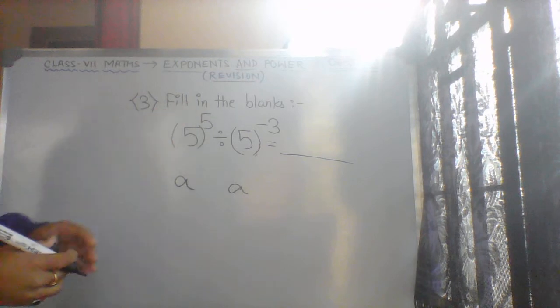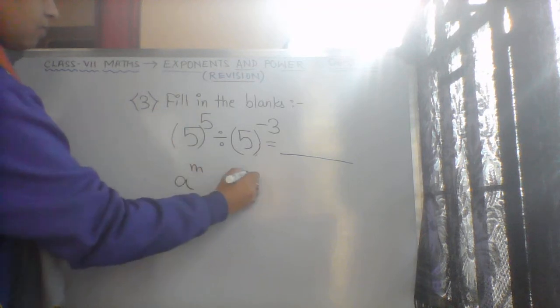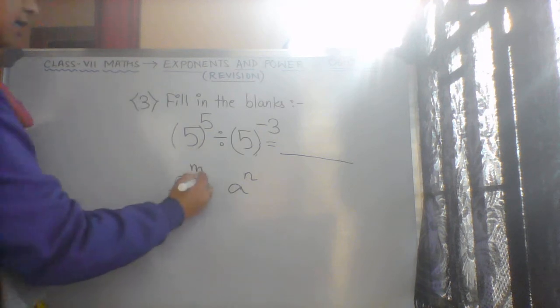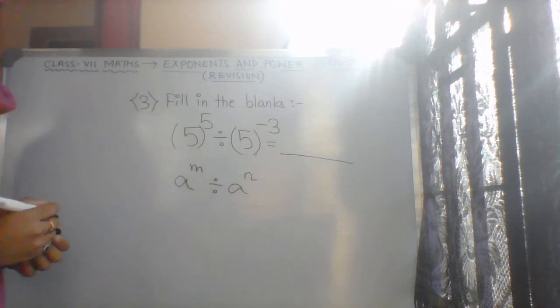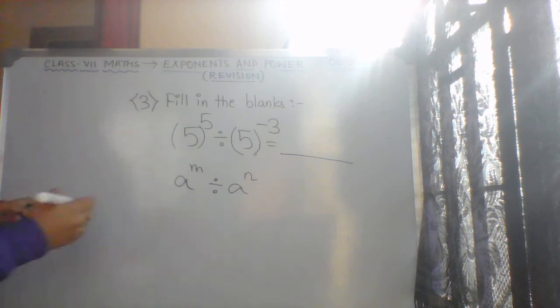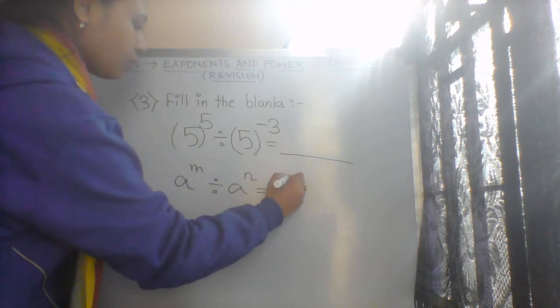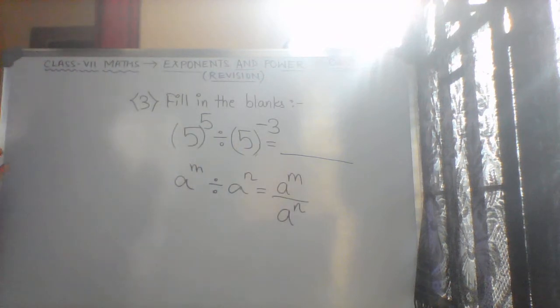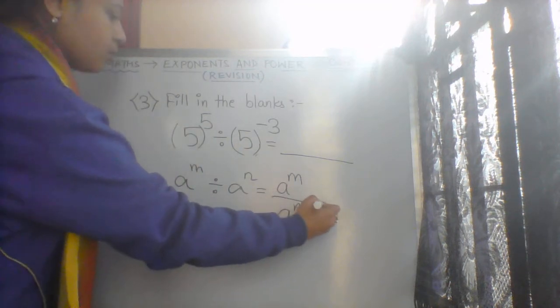Now the powers are different, write m, n. In between them there is a division sign. So what have you learnt about that? This can also be written as a to the power m divided by a to the power n. Both are the same only. So what formula have you learnt about that?